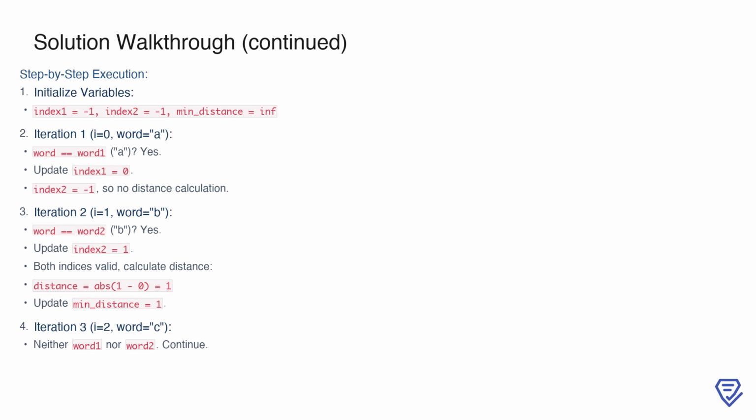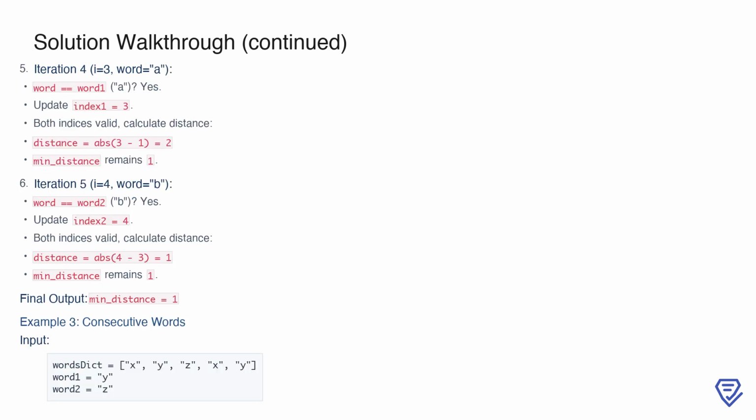At index 2, the word is C, which matches neither target word, so we move on without making any changes. At index 3, we find A again, so we update index 1 to 3. With both indices valid, we calculate the distance as abs(3 - 1), which equals 2. However, since our current min_distance is already 1, we don't update it.